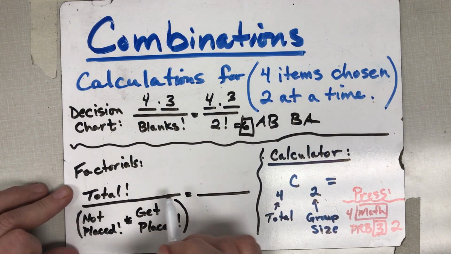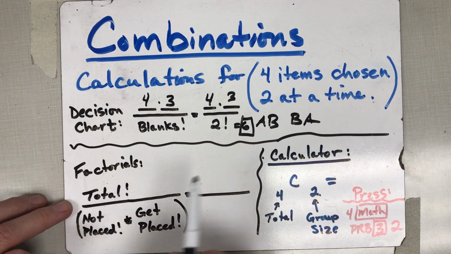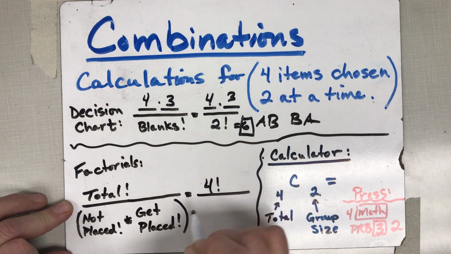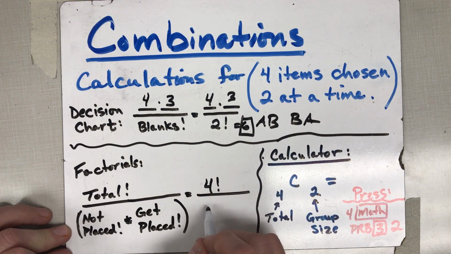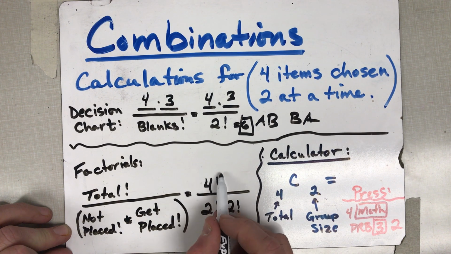If you want to see it in terms of factorials, you take the total number of items that you're working with, in this case 4 letters, and you take that 4 factorial over the ones that are not placed. Does that sound familiar? That was the same as there were 2 that didn't get placed, and then 2 got placed. This is what the permutation looks like.